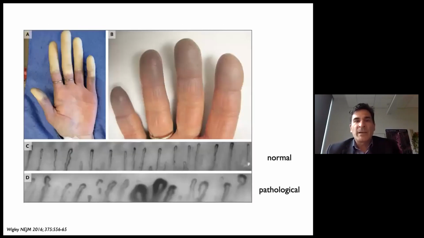So these are examples for Raynaud's, and then at the bottom part of the slide, you see either normal nail fold capillaries or abnormal capillaries with dropouts or these giant loops of blood vessels. This is something that one would see in a connective tissue disease, for instance, in systemic sclerosis, where it would look like that.